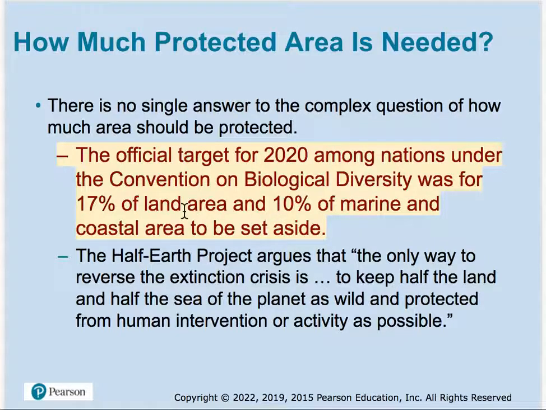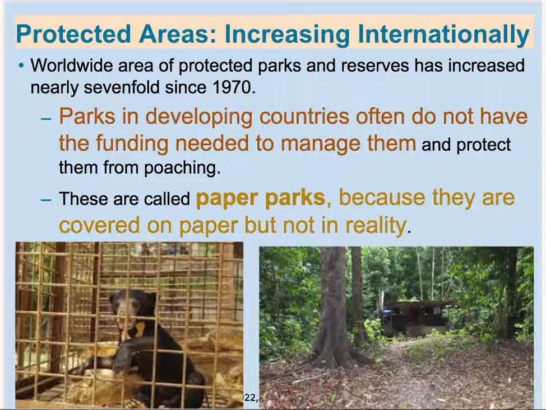So the official target was, by 2020, to have about 17% of our land and 10% of our marine areas protected. In some areas of the world, especially third world countries, they have a lot of national parks on paper, but it's hard because it takes a lot of money and people and resources to protect those spaces. So again, like the hunting blind that was in a protected space that was illegal, these are called paper parks because they exist on paper, but in reality they're not treated any differently than any other space in the area.